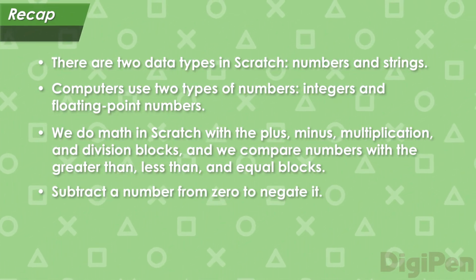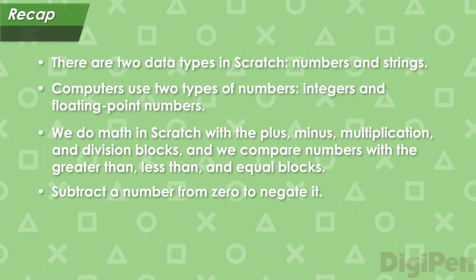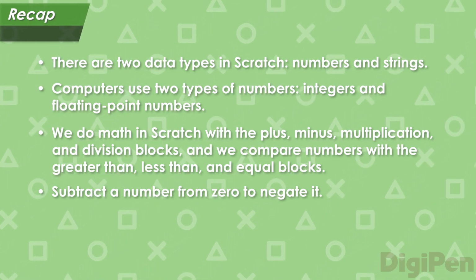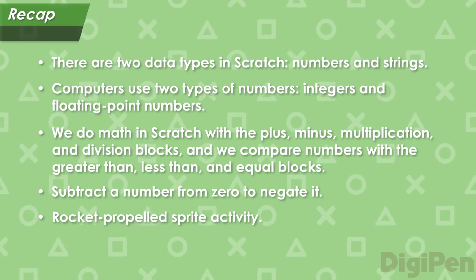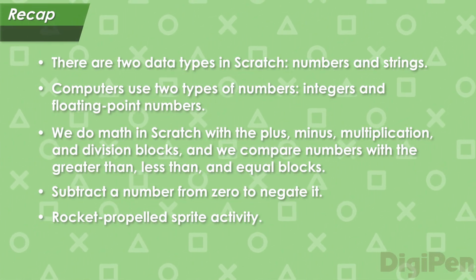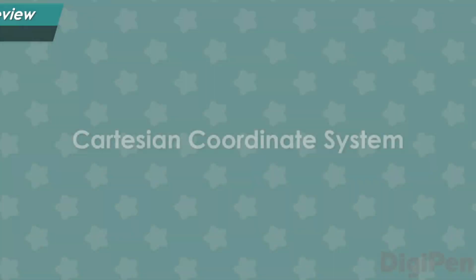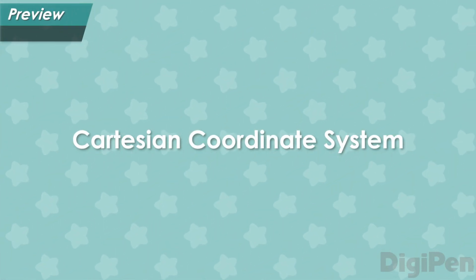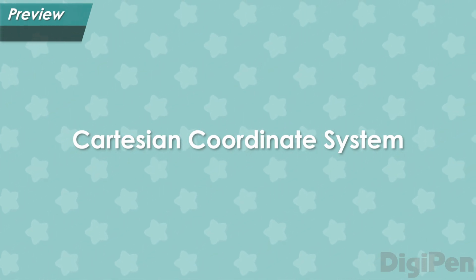We learned how to find the negation of a number in Scratch by subtracting that number from 0. Finally, we used our knowledge of numbers in Scratch to learn how to accelerate a sprite across the screen as if by rocket propulsion. In the next video, we'll learn about a mathematical concept called the Cartesian coordinate system.